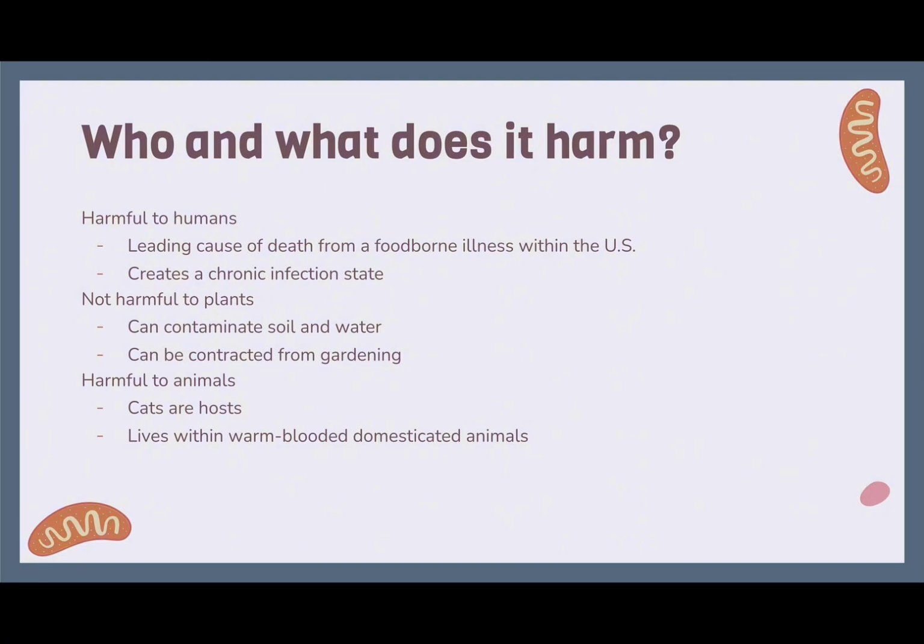Now, with animals, normally the Toxoplasma gondii parasite lives with domestic animals and can be harmful towards them. The parasite infects warm-blooded animals, and this is why cats can become the host for the microbe.